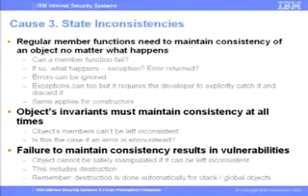The third thing is state inconsistencies. Now, everything we've talked about up to this point is really state inconsistencies, but in this particular context, we're talking about member functions, regular member functions of an object that you implement. So usually you need the object to be consistent at all times, which basically means that all the member variables have to be synchronized with each other to some extent.